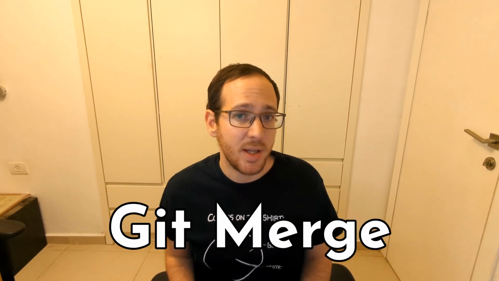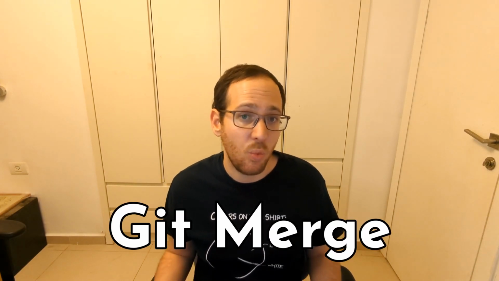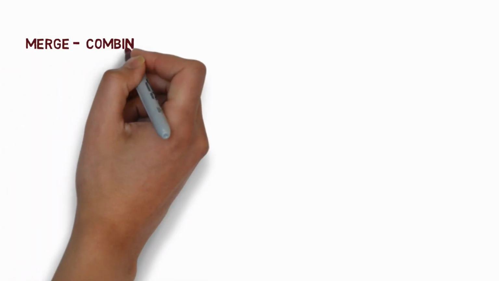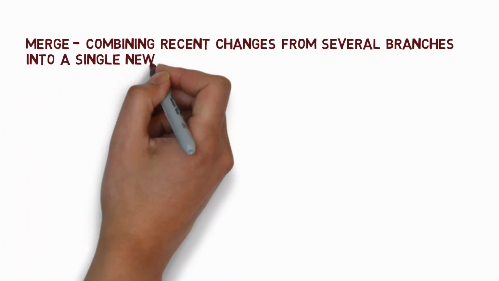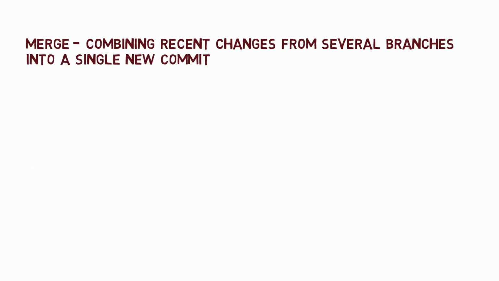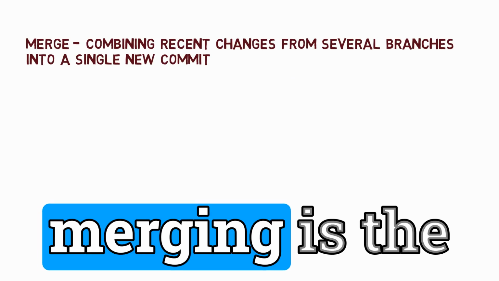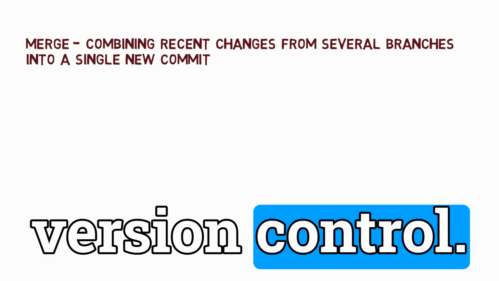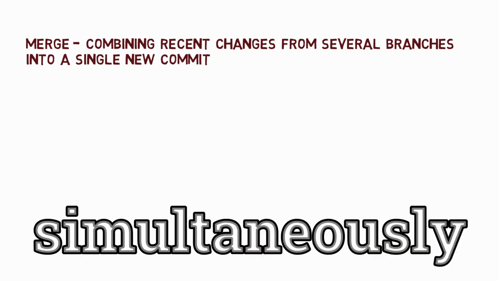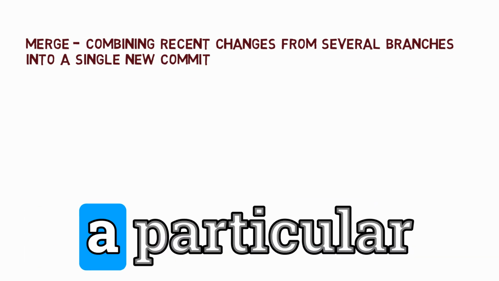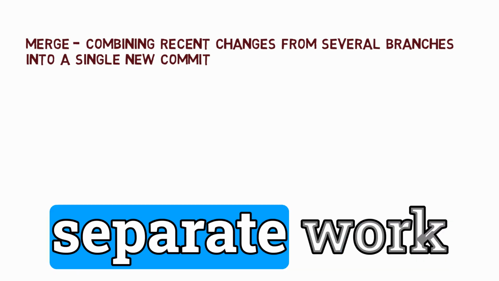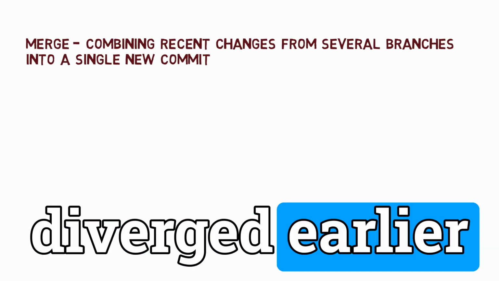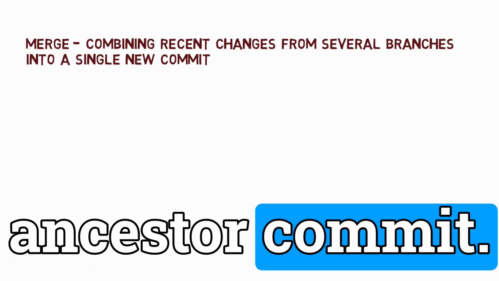Okay, so for this video, we're going to focus on Git Merge, and we'll start by asking ourselves, what is a merge? Merging is the process of combining the recent changes from several branches into a single new commit that will be on all of those branches. In a way, merging is the complement of branching in version control. A branch allows you to work simultaneously with others on a particular set of files, whereas a merge allows you to later combine separate work on branches that diverged earlier from a common ancestor commit.